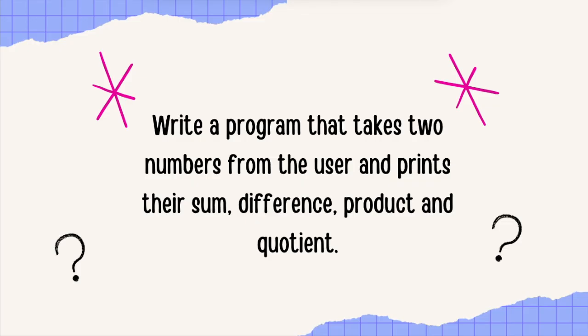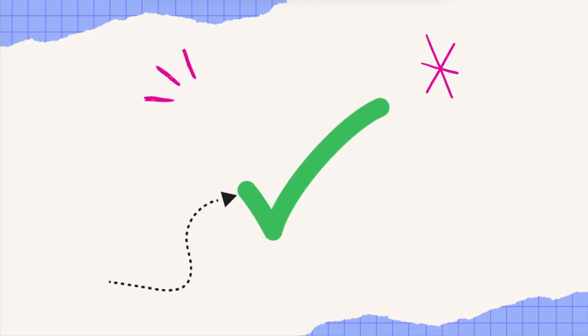Here's your challenge. Write a program that takes two numbers from the user and prints their sum, difference, product and quotient. Post a green tick in the comments if you got it working.